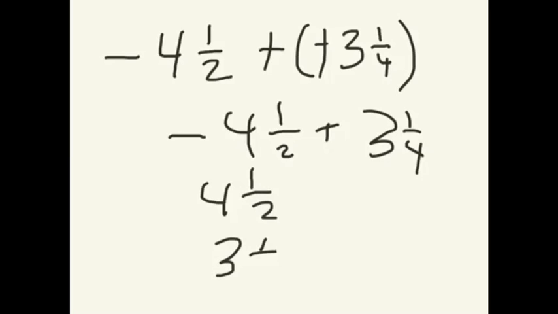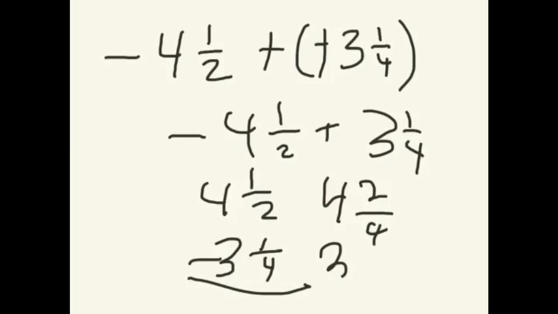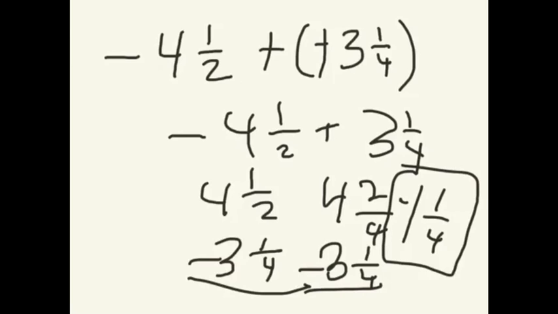Even if it wasn't the first fraction I saw, I'm still going to put it on top because it's going to end up being a subtraction problem, and it's going to get really difficult if the larger number is not on top. So I'm going to go ahead and convert them into common denominators. And I subtract and I get 1 and 1/4. I go back to the original problem and I say, okay, I have negative 4.5 and I have positive 3 and 1/4. So my answer is negative 1 and 1/4.